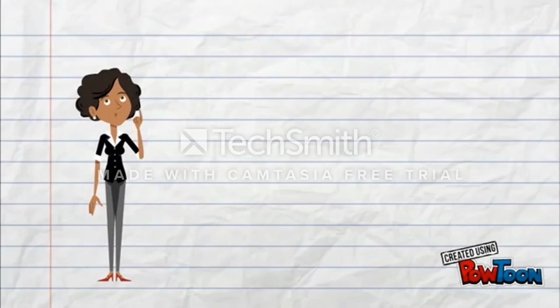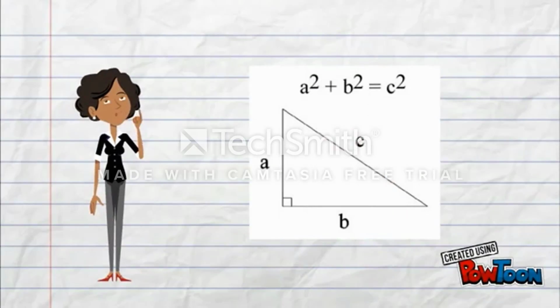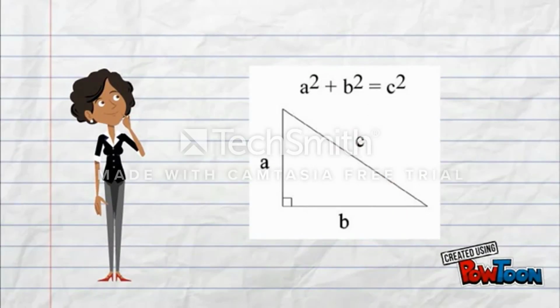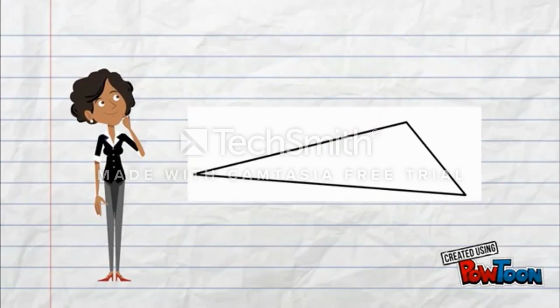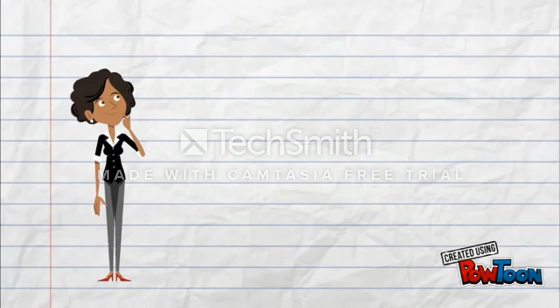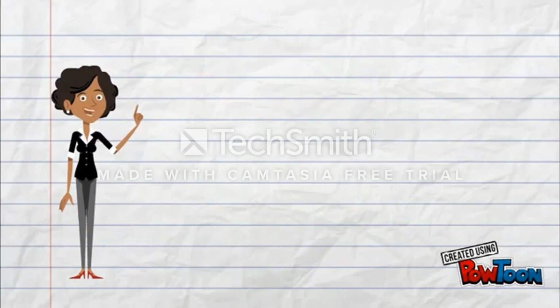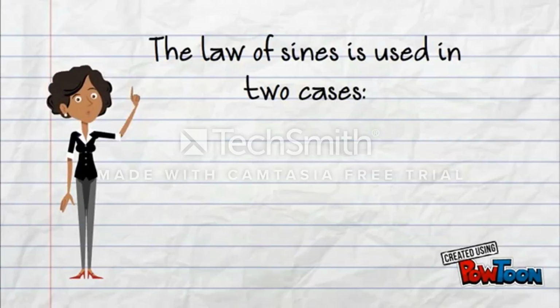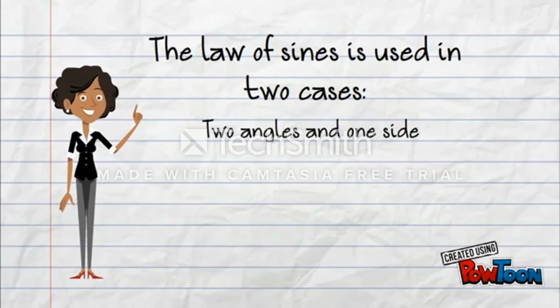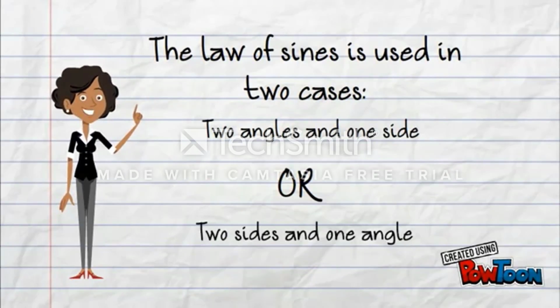Okay, so we know we can use the Pythagorean theorem when dealing with the right triangle. But what about another triangle, like a scalene? This is when our trigonometric laws come into play. Depending on what we were given, we will use either the law of sines or the law of cosines. We use the law of sines in two instances: when you know two angles and an opposite side, or two sides and an opposite angle.